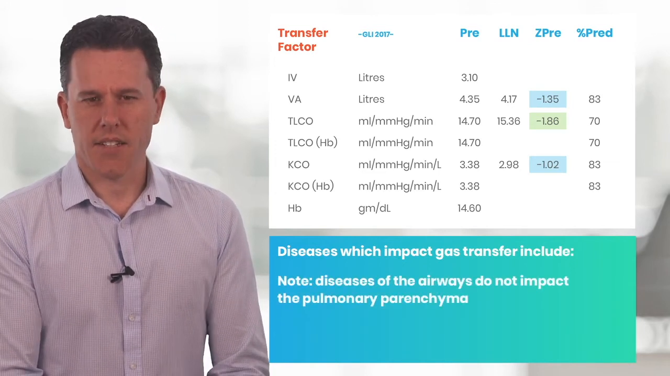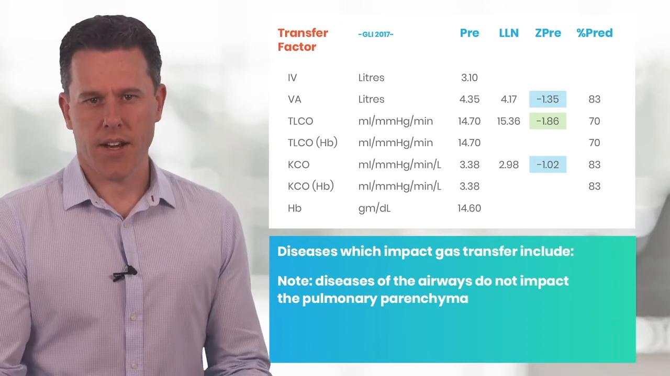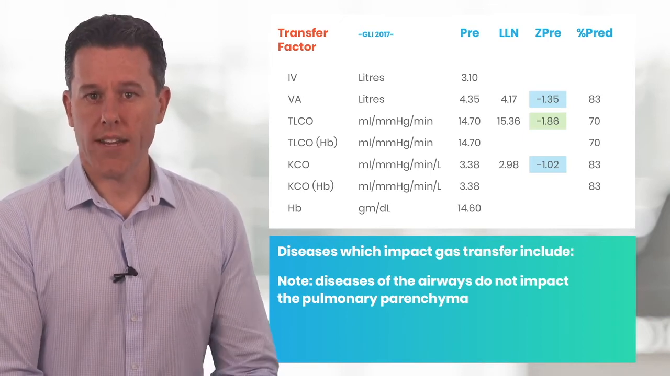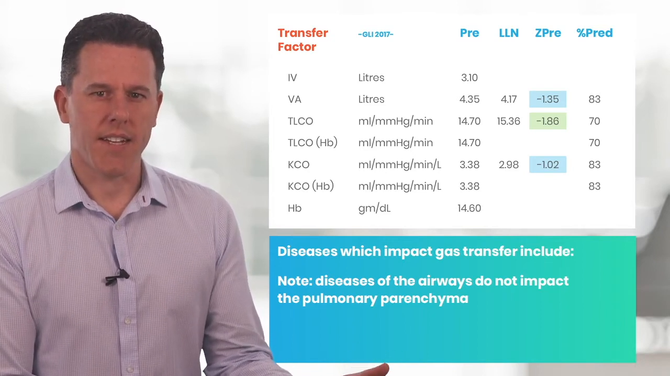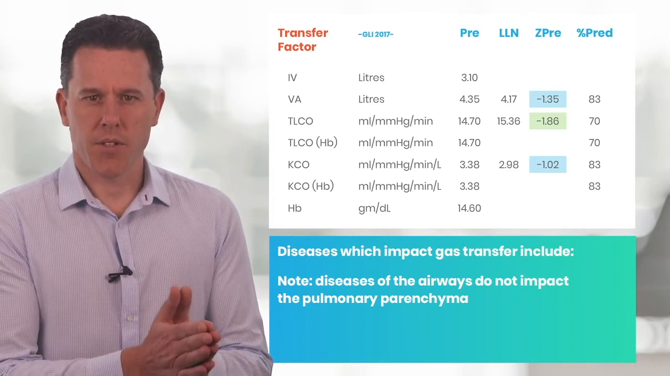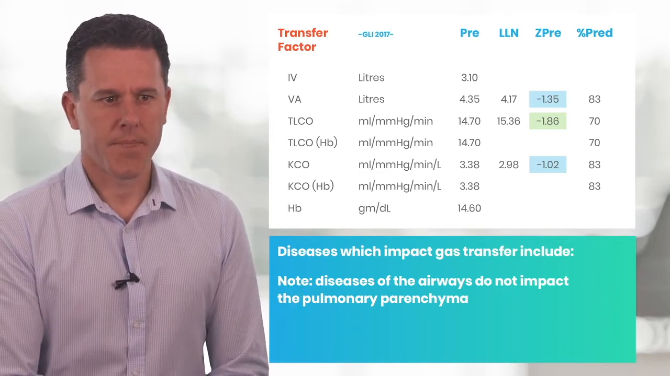Remembering that diseases of the airway do not affect the pulmonary parenchyma. So a disease of the airway, such as chronic bronchitis or asthma, should not affect our gas transfer because it's not affecting that membrane between the air space and the capillary blood flow.